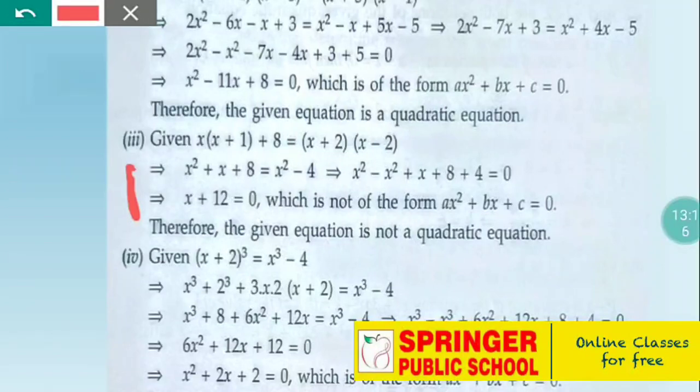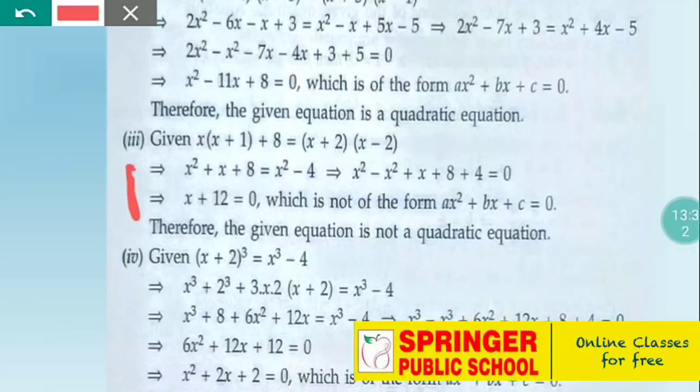We have to expand it. x into x is x square. x into 1 is x, and plus 8 is equal to (x plus 2)(x minus 2). (a plus b)(a minus b) is a square minus b square. So x square minus 2 square, that is 4.